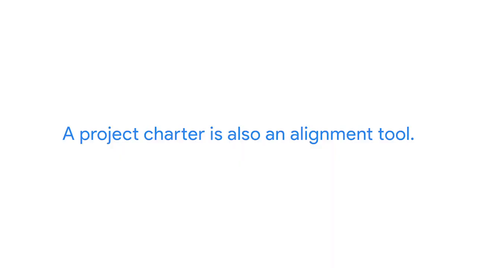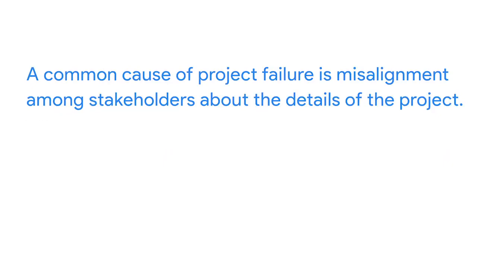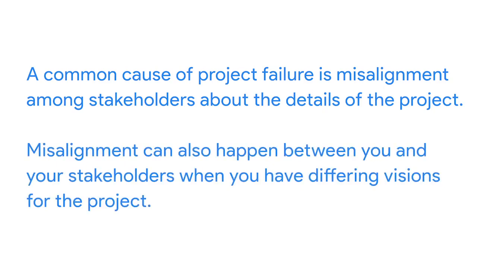Think of the project charter this way. In addition to serving as a formal document that defines the project, a project charter is also an alignment tool. Here, alignment refers to reaching agreement between two or more parties. A common cause of project failure is misalignment among stakeholders about the details of the project. Misalignment can also happen between you and your stakeholders when you have differing visions for the project. That's why it's so important to align with your stakeholders before the work begins.